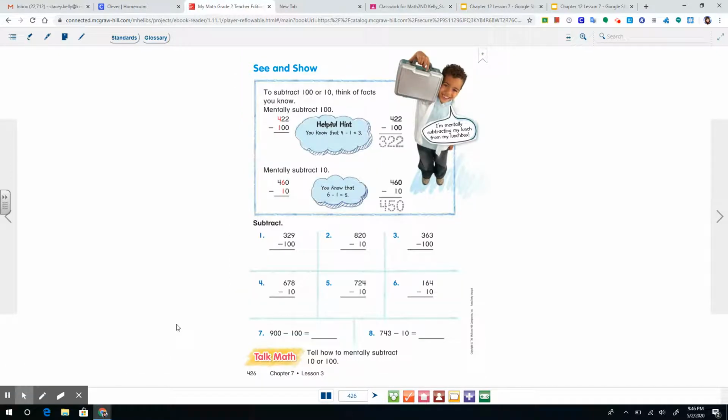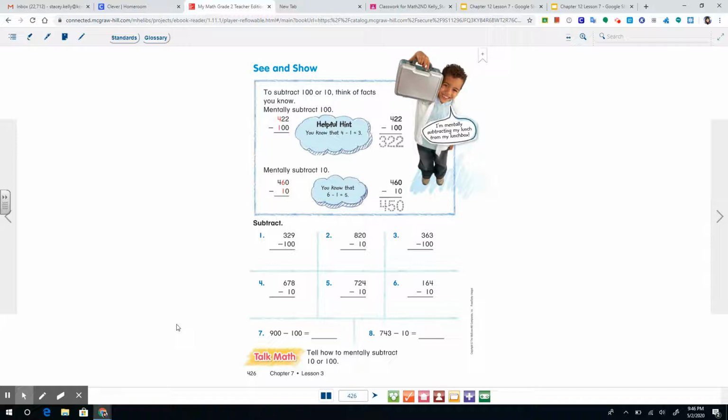Moving on to the see and show. This is still Chapter 7, Lesson 3. To subtract 100 or 10, think of facts you know. Mentally subtract 100. 422 minus 100. Well, I know 4 minus 1 is 3. I know the 22 minus double zeros is still going to drop down to 2, so it'll be 322.